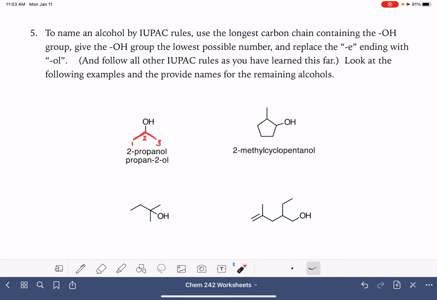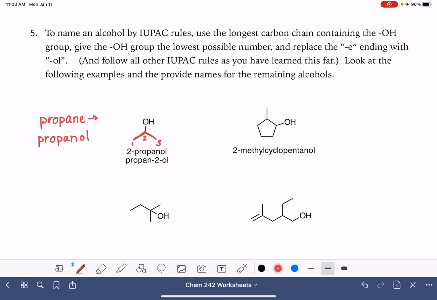We then reflect the fact that this molecule is an alcohol by dropping the E from the ending of the name and replacing it with ol. A 3-carbon alkane would be propane. To name this as an alcohol, we just drop the E and we replace it with OL. So this would be propanol. We locate the position of the alcohol either at the front of the name, 2-propanol, or in the middle of the name, propan-2-ol.